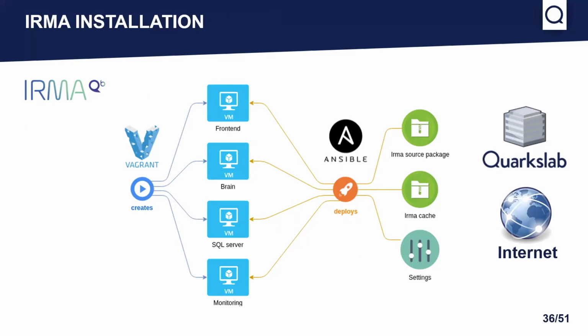Then an important part, on the right, was that you were fetching sources from the Quarks Lab server, mainly the IRMA packages, the IRMA source code, and some dependencies. But after that, you also have dependencies that you fetch directly on the internet. All of that was installed inside the virtual machines.